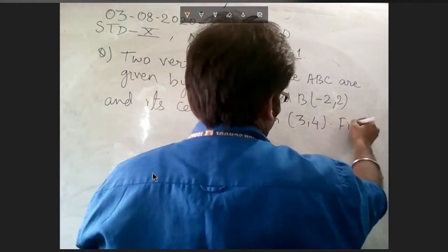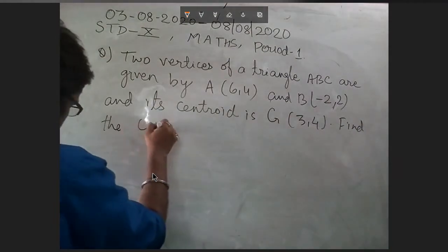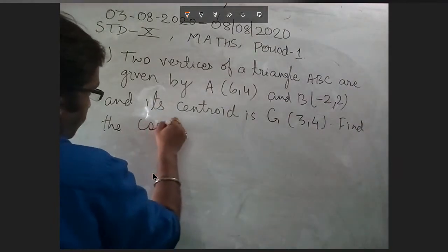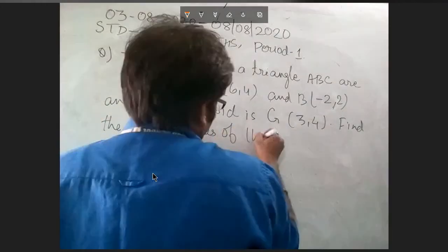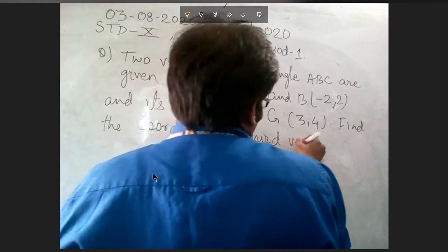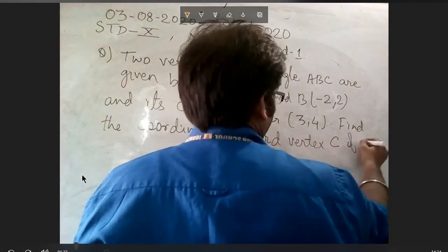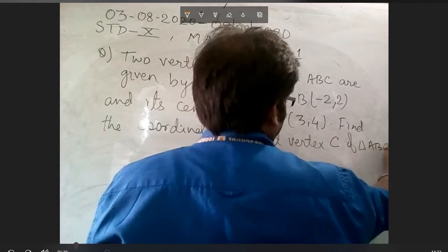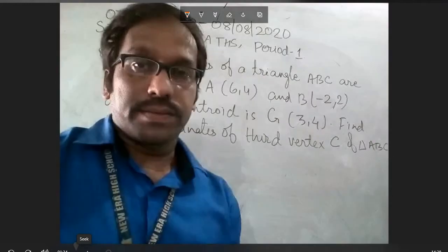We have to just find the third vertex. We have to find the coordinate of this third vertex here. So it is very easy also. Using that centroid formula, we can find it. Let us try here how we can do this. So here is that question. Now the solution will start here.